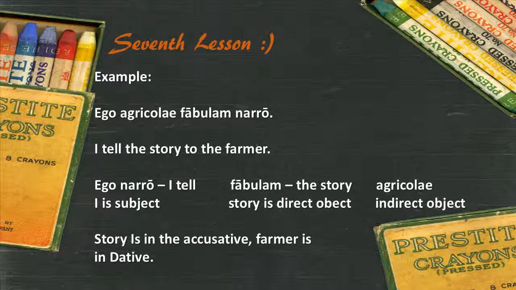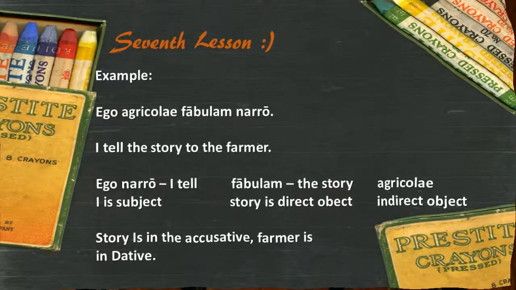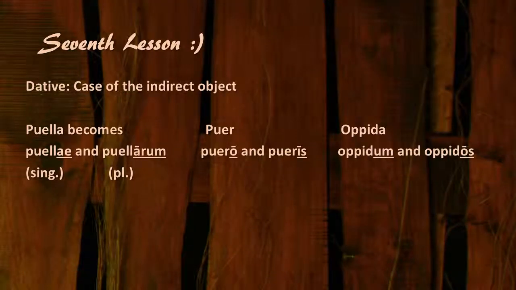So I is the subject. Ego narro, I tell, I is the subject. Fabulam, the story. Story is the direct object, so it's in the accusative case. Agricolae is the indirect object, so it's in the dative case. And I say that again: story is in the accusative, farmer is in the dative. I'm just going to keep reminding you, dative, case of the indirect object.